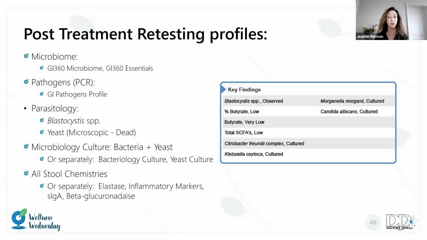So if you don't need stool chemistries, you can get the cultures and the parasitology and the PCR findings. You can just get the GI pathogens profile. You can just get parasitology. So we can break things down as small or as large as you need, including the stool chemistries. We have separate markers there that are available, like elastase, if you want to recheck just that, or the inflammation markers, beta-glucuronidase, et cetera.